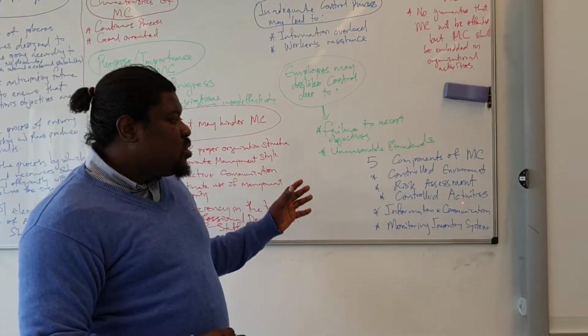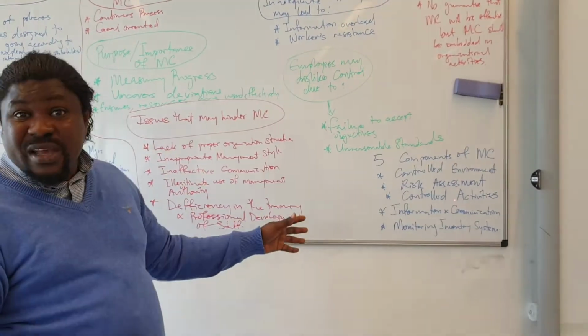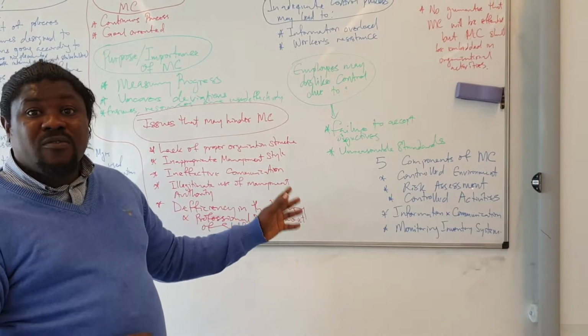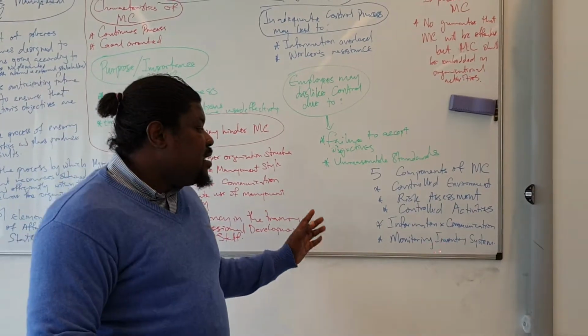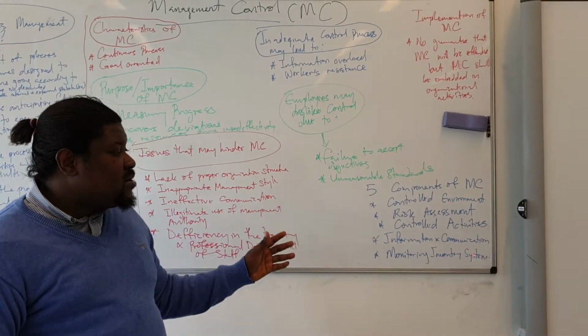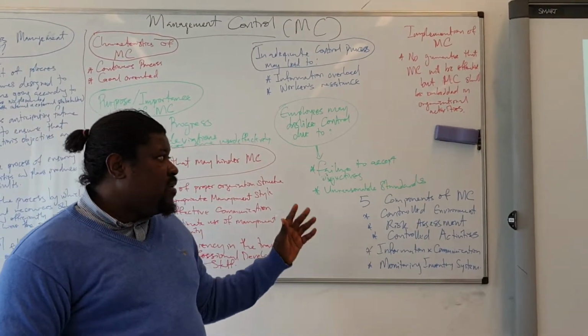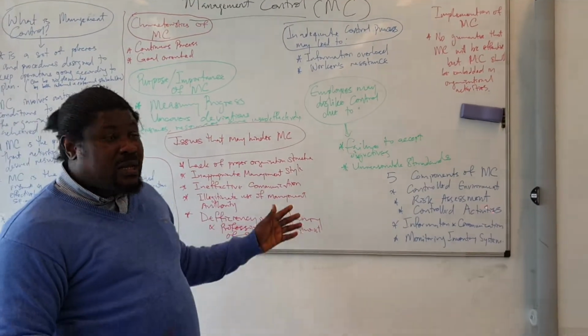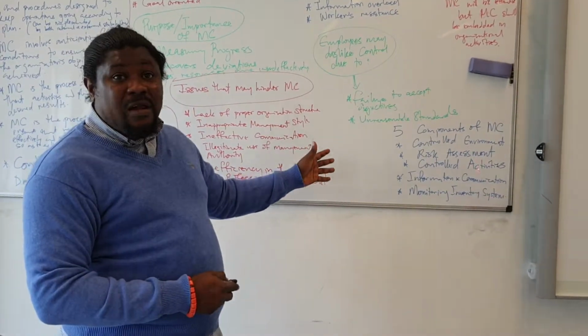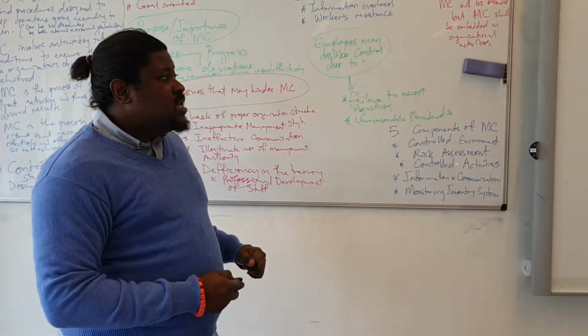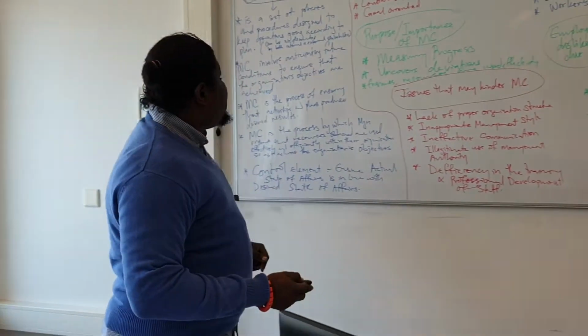Fourthly, information and communication is effective, okay? We're talking about components of management control. And lastly, there's a monitoring system, okay? Monitoring is effective, and that's when we can talk about the components. These are the components of management and control within the organization.